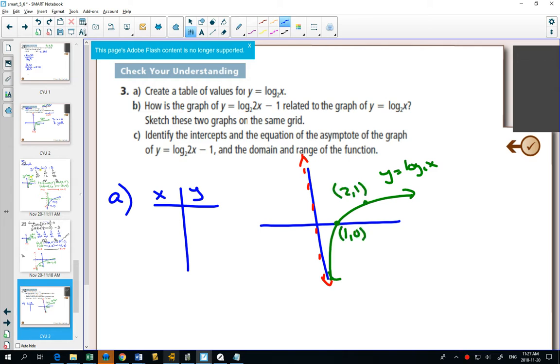So as far as your table of values go, you know those ones already. What are other values you could label on there? (4, 2), because log base 2 of 4, 2 to what exponent would be 4? It would be 2. Next one, that's nice. (8, 3).